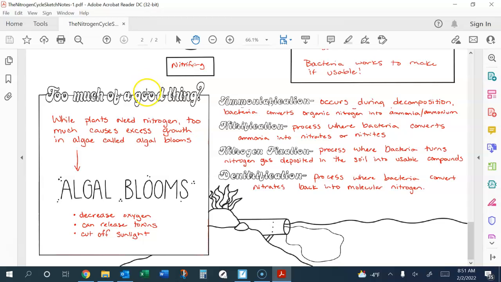Why is too much nitrogen a good thing? So if you have too much nitrogen, this little box here says, while plants need nitrogen, too much of it causes excessive growth in algae called an algae bloom. So if there's too much nitrogen, like in a lake, that's going to make the plants in the lake, the little one-celled algae, explode in growth. And you've maybe seen this on a lake around here where in the summertime, the lake gets all green and slimy. Okay, that's called an algae bloom.